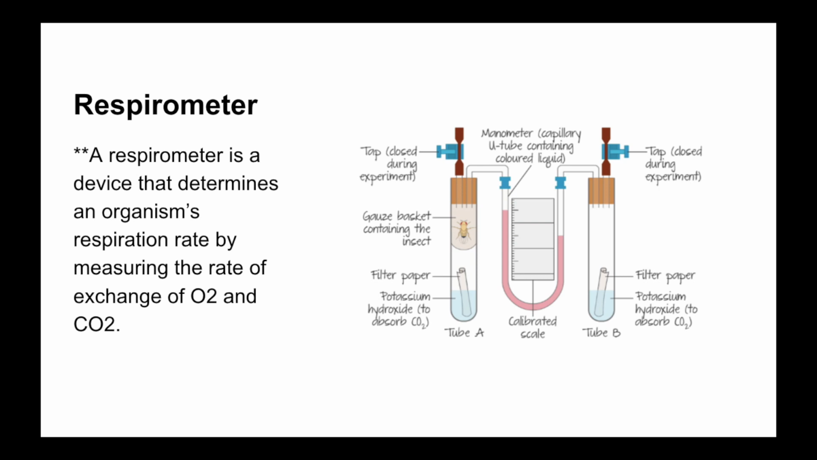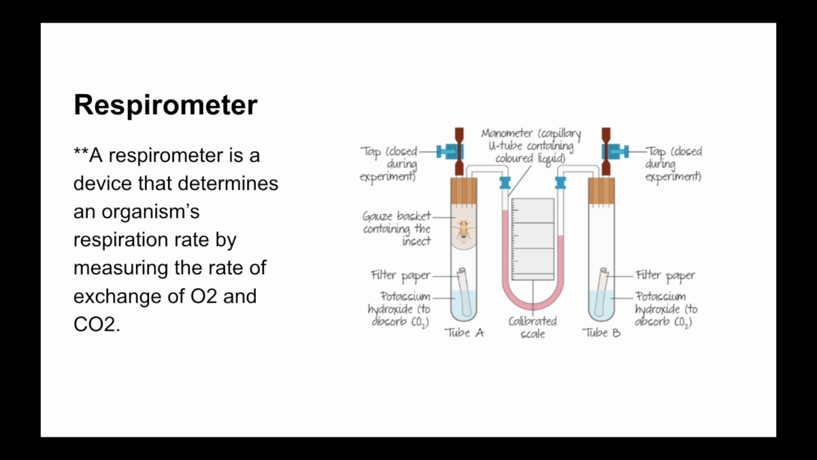The steps of a respirometer are the following. As you can see on the screen, in tube A, the organism to be tested or germinated seed is positioned, and the tap is closed. The organism starts respiring, consuming oxygen and producing carbon dioxide and water. Then the alkaline solution at the bottom of tube A will absorb the carbon dioxide produced, whilst tube B is the control where no oxygen is used or carbon dioxide is produced because no living organism is present in it.